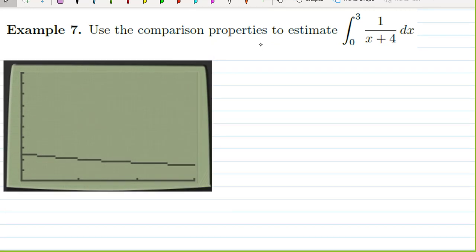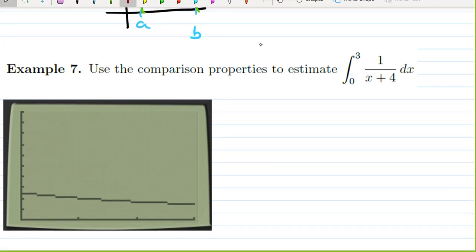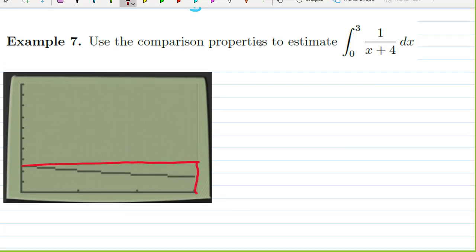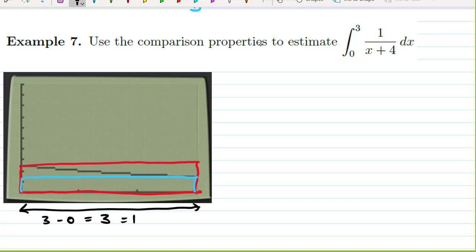So we want to estimate the value of this integral. The maximum value of this integral would be if we made a rectangle right here using the maximum value, which occurs at the left endpoint. The minimum value of that integral is going to occur if we make a rectangle using the right endpoint. In both cases, we know that the width of this rectangle is 3, because 3 minus 0 equals 3, which is our b minus a.